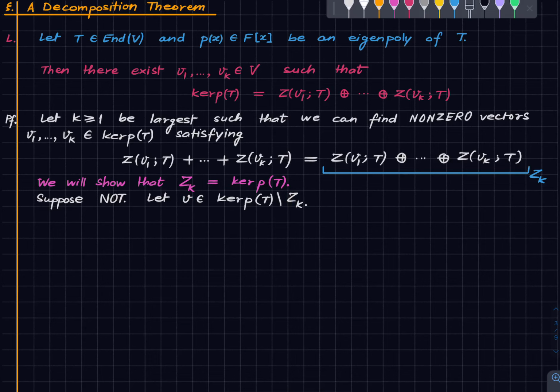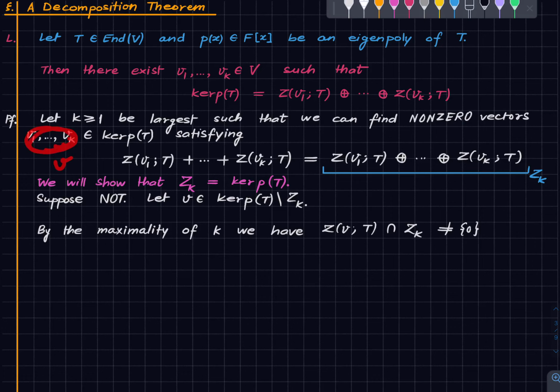Okay. Now, by the maximality of k, we have this cyclic subspace intersects this guy non-trivially. Because if this intersection was trivial, you could append little v to this list and preserve this property, and that would mean you have a larger list than of length k. So we have this. Okay.